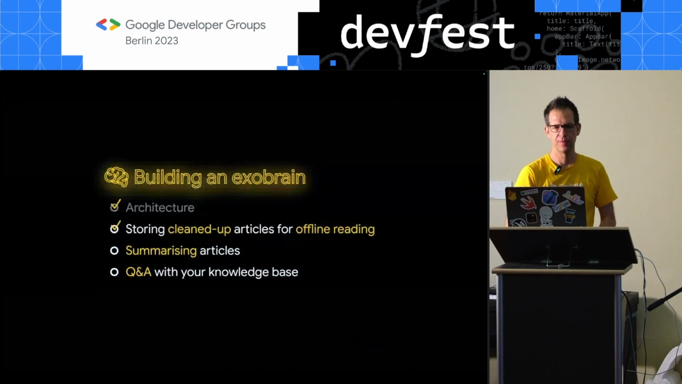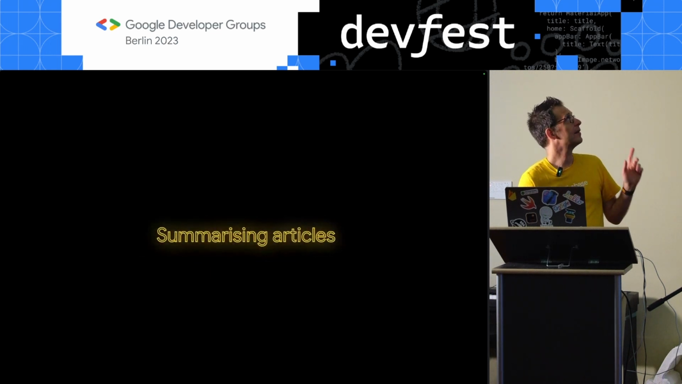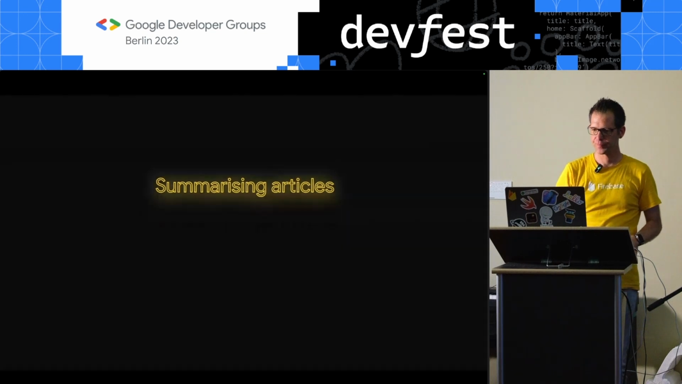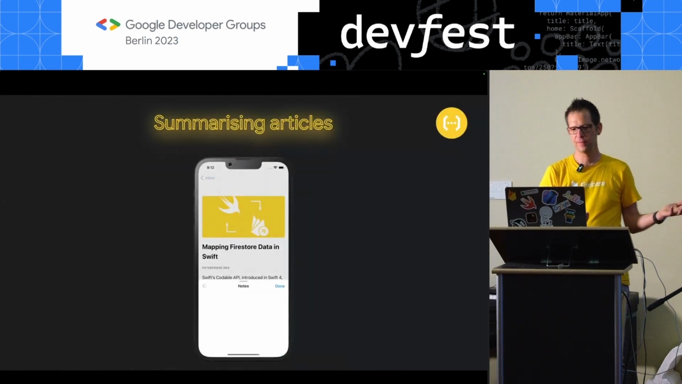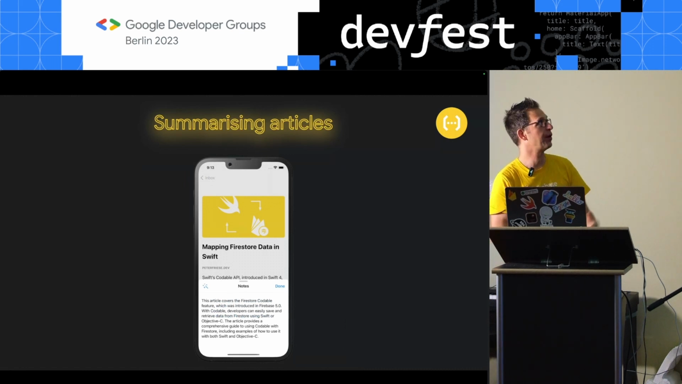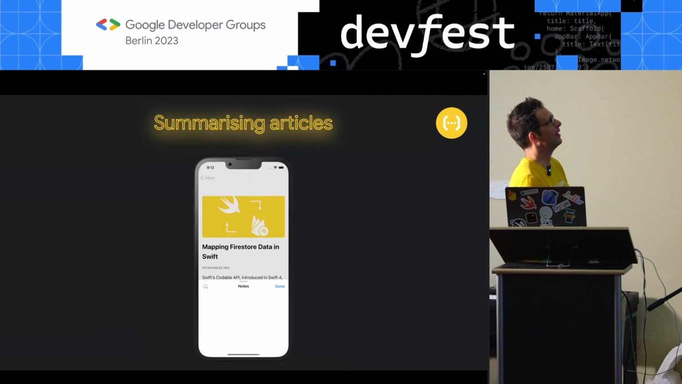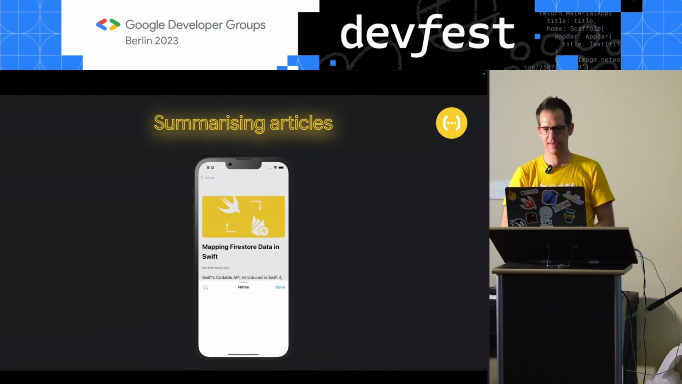All right, so now we've got our cleaned up HTML stored in Firestore. Let's take a look at summarizing articles. So here you see a demo. I've got an article that is pretty long. I don't have time to read it, so I open the Notes tab and then tap on the magic wand, and that will go off and create a summary for me. Usually I would go in and type it myself, but this thing does it automatically.